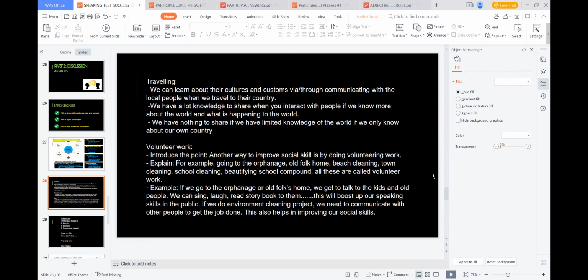If we go to the orphanage or old folks home, we get to talk to the kids and old people. You don't need to say such as. You just say directly, we can sing, laugh, read storybooks to them, and this will push up our speaking skills in the public. If we do environment cleaning project, we need to communicate with other people to get the job done. This also helps in improving our social skills.